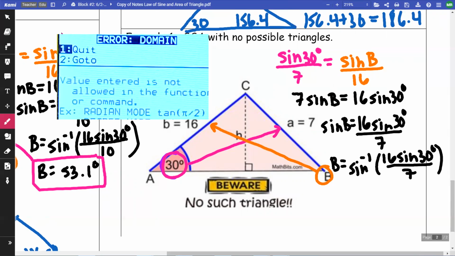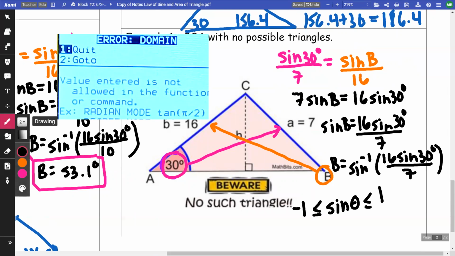Now, the reason I'm getting an error is because the sine of an angle is always going to be between 1 and negative 1. So you can't take sine inverse of something bigger than 1 or smaller than negative 1.